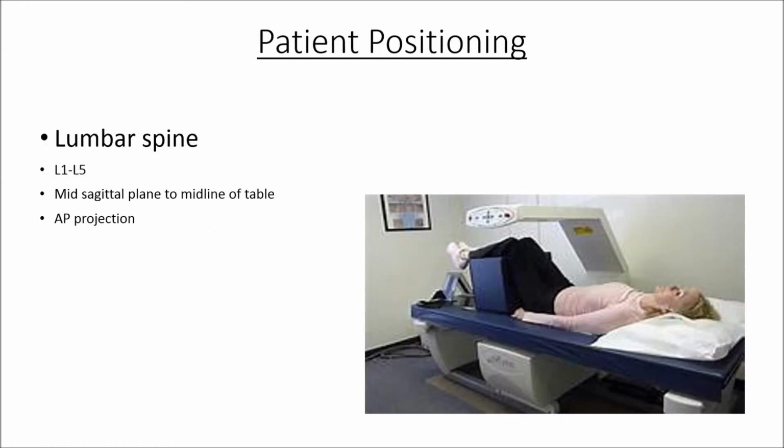The positioning of the patient is crucial for these exams. For example, the lumbar spine should consist of L1 through L5 and should be scanned depending on your departmental protocol. For positioning of the patient, you place them supine with the mid-sagittal plane on the midline of the table. The projection will be AP and the CR will be at the iliac crest.